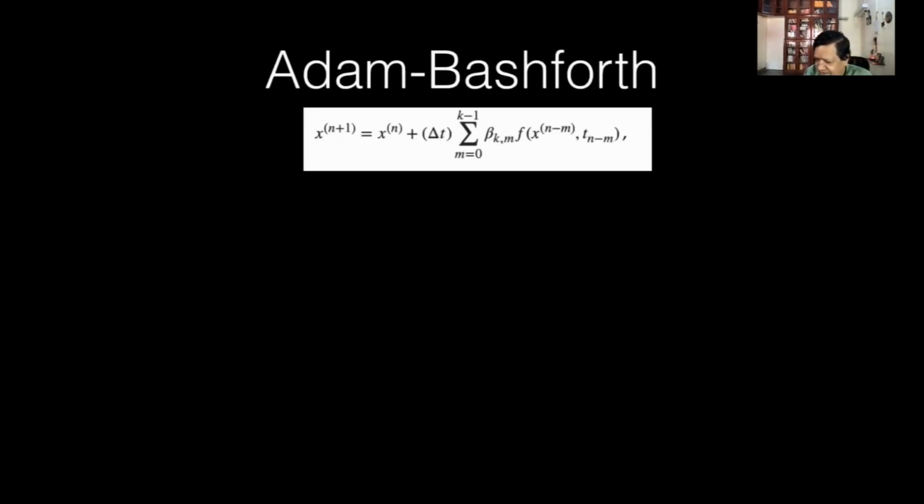Now there are other multi-step methods. I'll just mention one more, Adams-Bashforth. So what is Adams-Bashforth? I go from xn to xn plus 1, but I use quite a few xn's: xn minus m, with m going from 0 to k minus 1. So m equal to 0 will be xn, of course, which is the current state. m equal to 1 will be xn minus 1. m equal to 2 will be xn minus 2. You can choose how many steps you like.